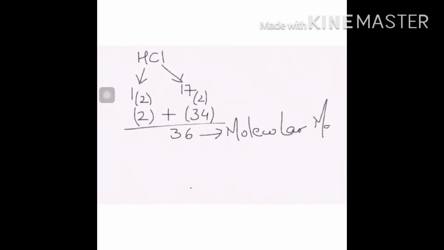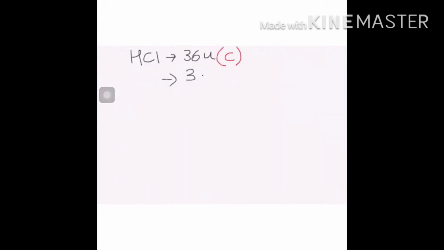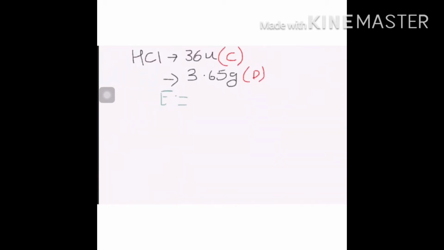2 and 34, mind you, are the atomic masses of H, that is hydrogen, and chlorine. And 36 is the molecular mass, which is C. Now you have got C. So D is already given to you, that is 3.65 grams. So let us substitute the value now to get E, which is D upon C. The value of E is obtained by substituting D upon C, that is 3.65 divided by 36, and here you get the value 0.1 mole.